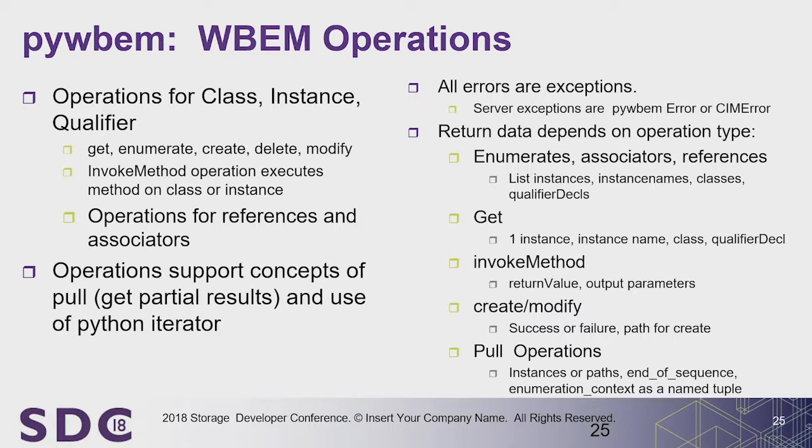So if you want references, you say, tell me all the associations for this instance or this class. If you want to find out what's at the other end, you tell me all the associators for this instance or this class, okay? The operations support the concepts of pull, which basically means, really not partial, but get results in segments.